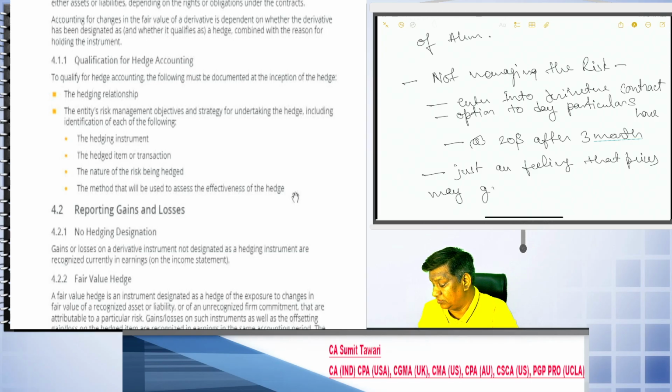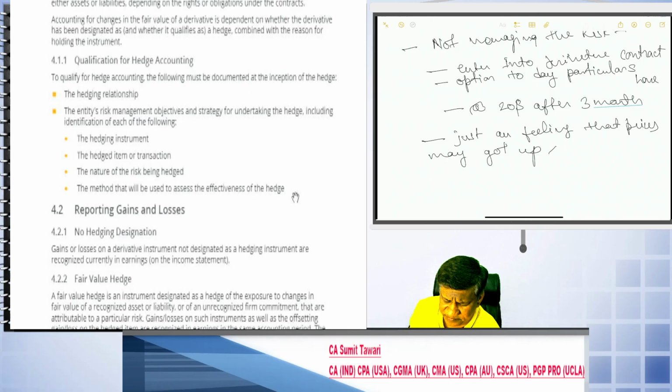So if this is the situation, how do we need to consider this kind of transaction? Can anyone guess? There is no intention to manage the risk. I just feel the prices may go up, and because of that I enter into the option contract at a lesser price. Say I feel the prices may go up to $30, and that's why I enter into that call option contract, so that I can buy after 3 months at $20. So there is no intention to manage the risk. So what can we say about this kind of transaction?